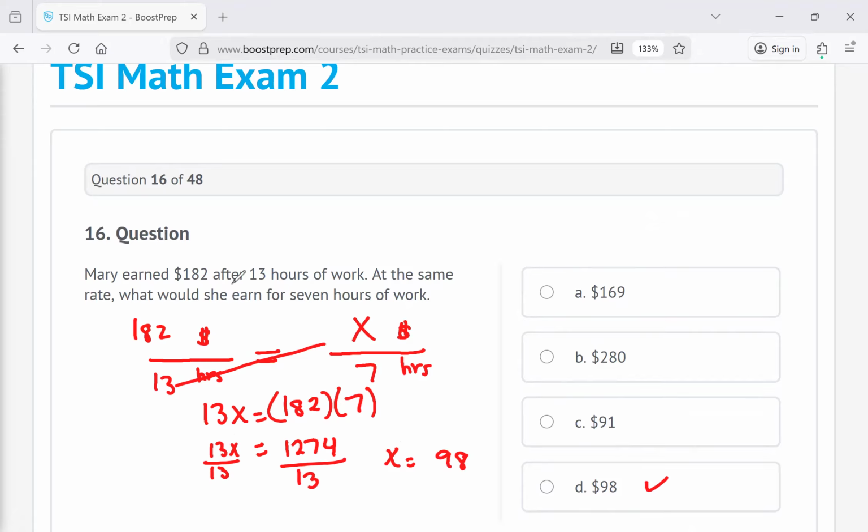Right? That's simple. Proportion, set it up as a proportion. Make sure you have only one unknown. If you have two unknowns, you have to adjust it or it just doesn't work.